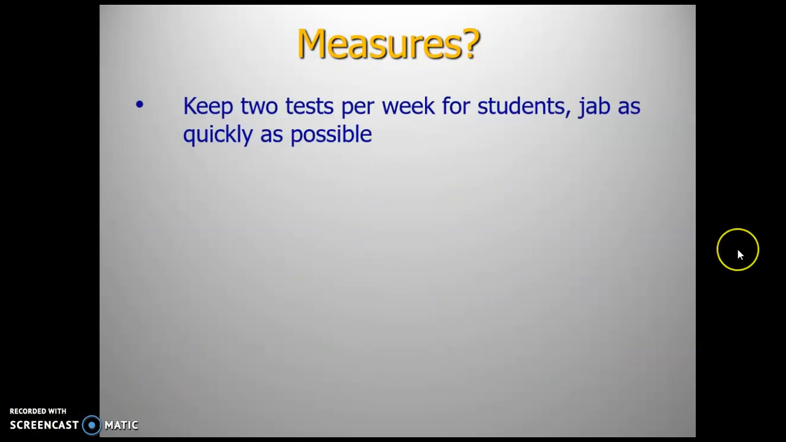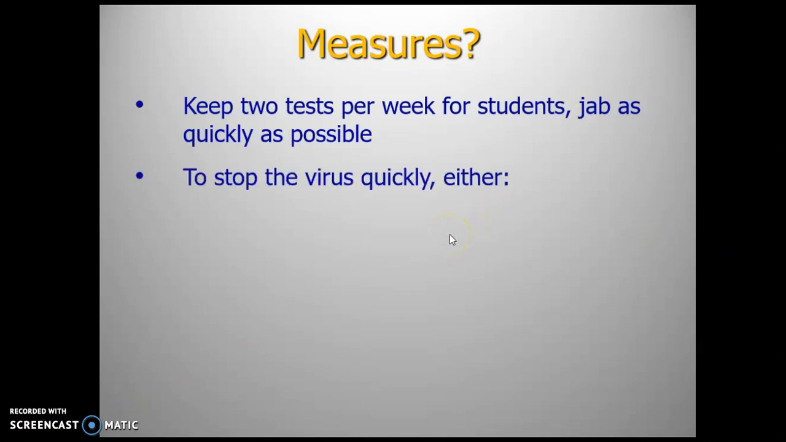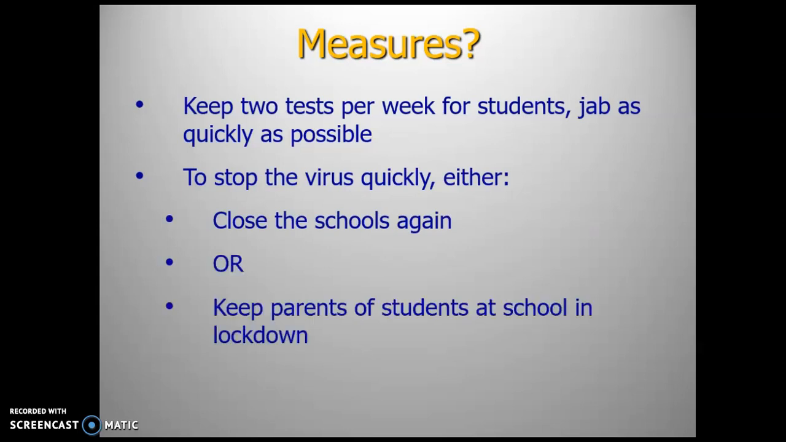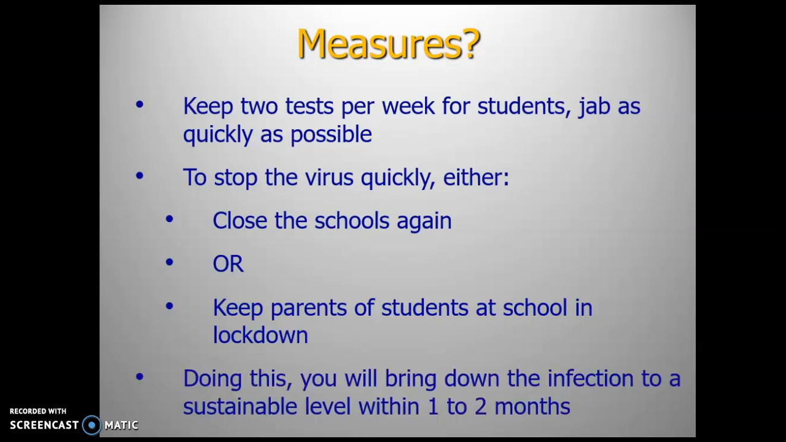Okay, what are the measures that you could take? Keep two tests per week for students, and jab them as quickly as possible, along with the rest of society, to stop the virus quickly. Either close the schools again, or alternatively keep the parents of students at school in lockdown. So those adults that have students at school, you also keep in lockdown. Doing this, you will bring down the infection to a sustainable level within 1 to 2 weeks.